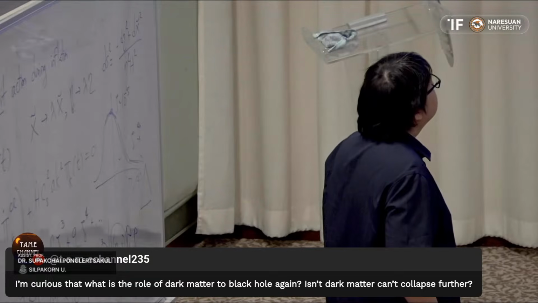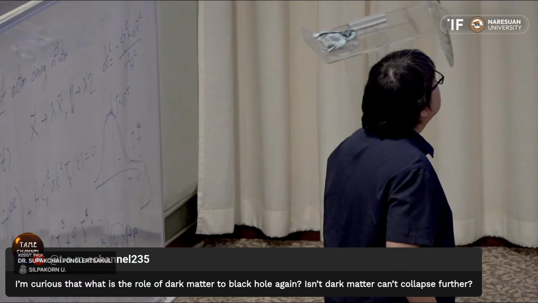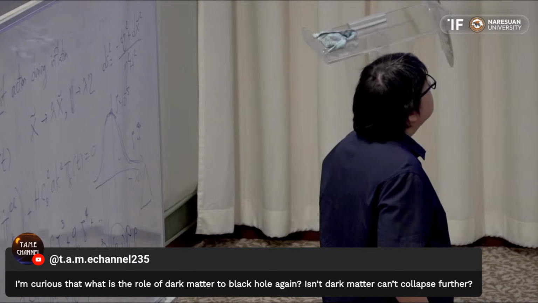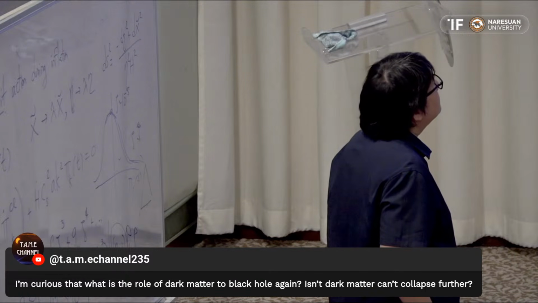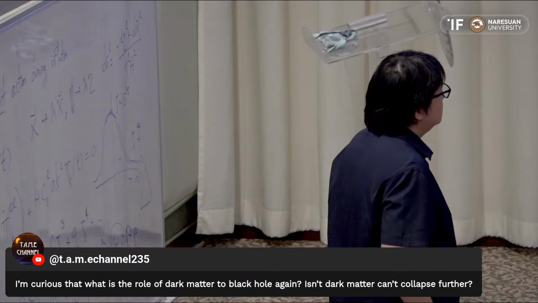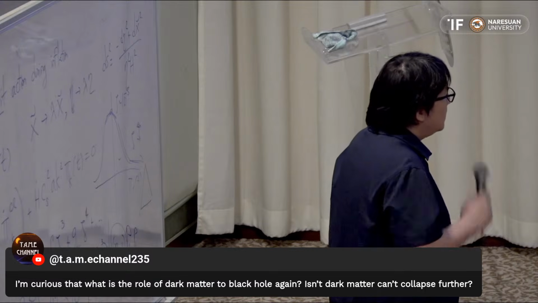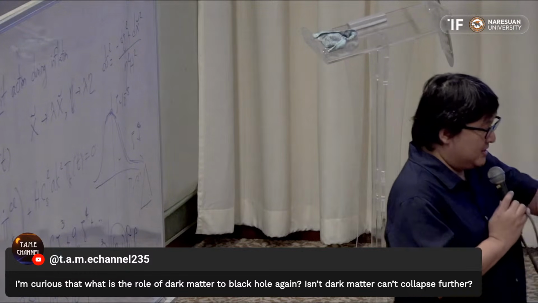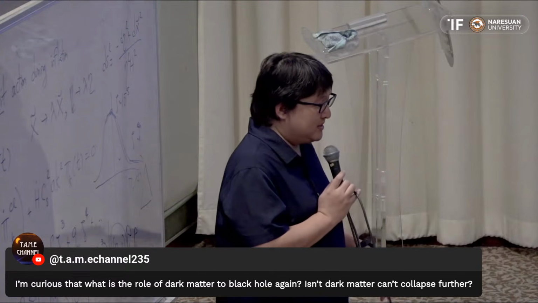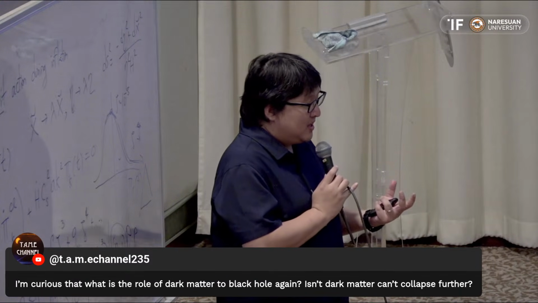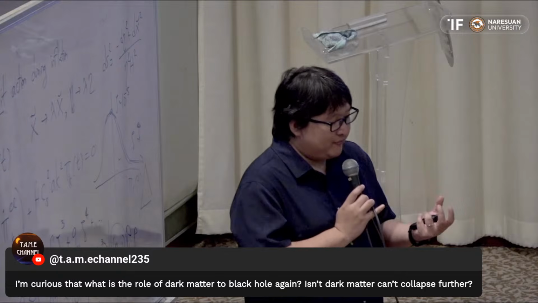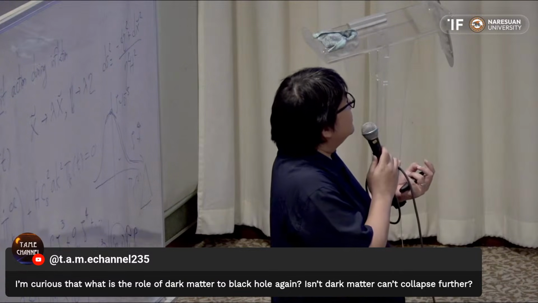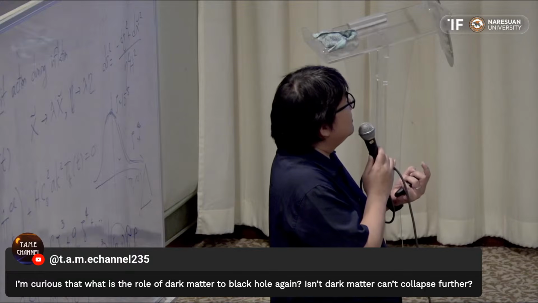I'm curious, can dark matter collapse into a black hole? So basically, what we did, we considered a black hole that's surrounded by dark matter itself. It doesn't mean that the dark matter itself collapses and forms black holes. I think this is my answer.